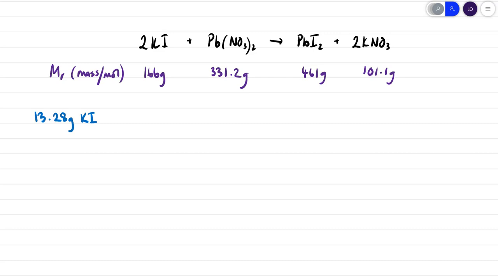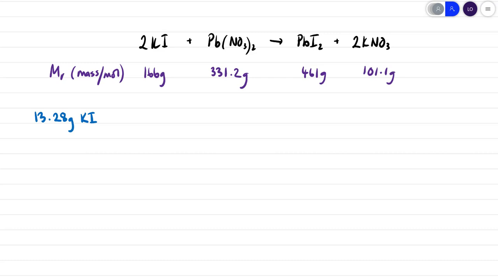Okay, and I've worked out the mass per mole, or the relative molecular mass, for each of these compounds. So we start out with 13.28 grams of potassium iodide. We need to figure out how many moles that is in order to do the calculation. And in order to do that, we can use the molar mass, or the relative molecular mass, as a conversion factor. So we know that these are mass per mole. So that means that 166 grams of potassium iodide is 1 mole of potassium iodide.